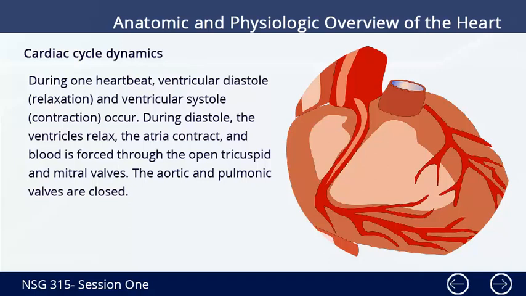During systole, the atria relax and fill with blood. The mitral and tricuspid valves are closed. Ventricular pressure rises, which forces open the aortic and pulmonic valves. Then the ventricles contract and blood flows through the circulatory system.